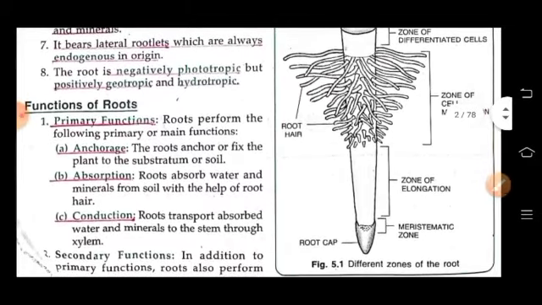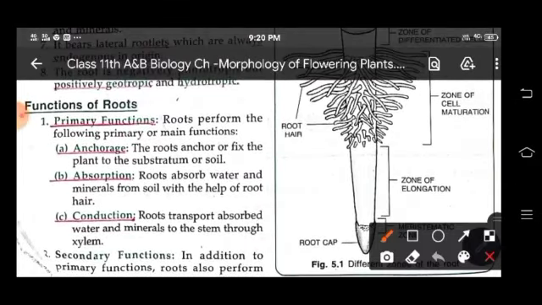Now, what are the functions of root? It has primary and secondary functions. In primary functions, roots anchor or fix the plant to the substratum or the soil. They are also meant for absorbing water and minerals from the soil with the help of the root hair, and they are also helpful in transport of the absorbed water and minerals to the stem through the xylem.